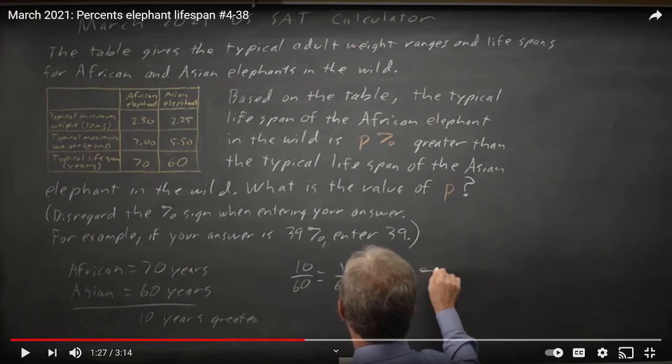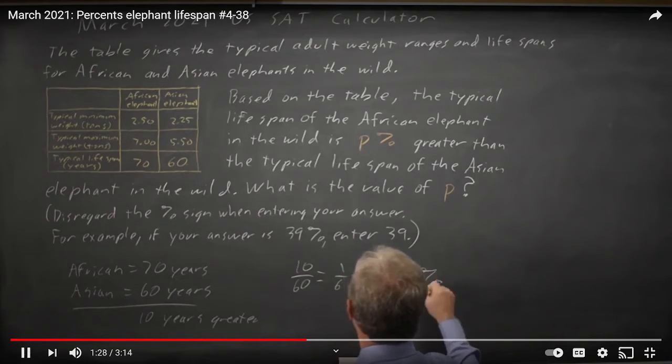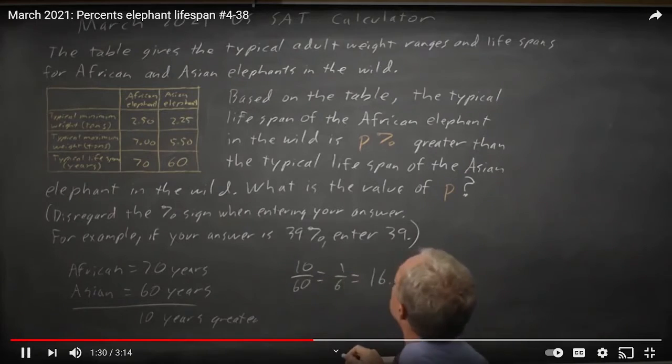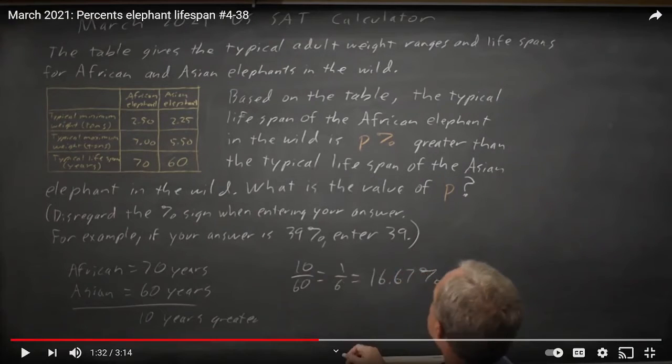Let's go write this down. 10 over 60 equals 1 over 6. Hold on. Percent. Move your head. Okay, there we go. 16.67%.